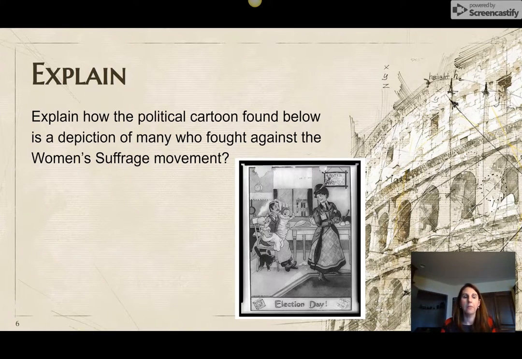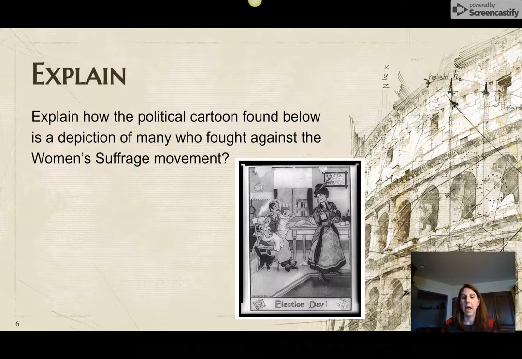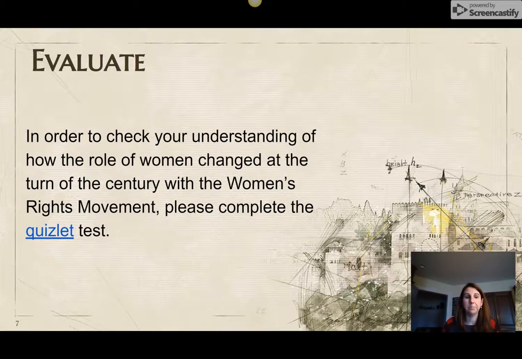Okay, for explain, you're going to explain how the political cartoon found below, a very popular political cartoon, is a depiction of many who fought against the women's rights movement. So you can see apparently a father holding babies, the mother leaving for election day, sort of showing what can happen there. Okay, so I would like you to kind of think about that.